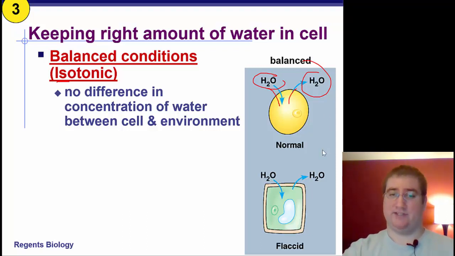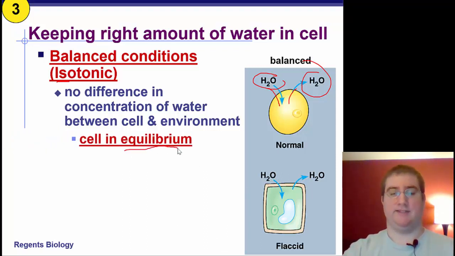While in plants, it's actually not so great. It's going to cause them to wilt. So when you give them an isotonic solution, they're actually going to wilt and become flaccid. So isotonic means that the cell is in equilibrium. It's not going to gain water, it's not going to lose water. It's just going to stay perfectly balanced.